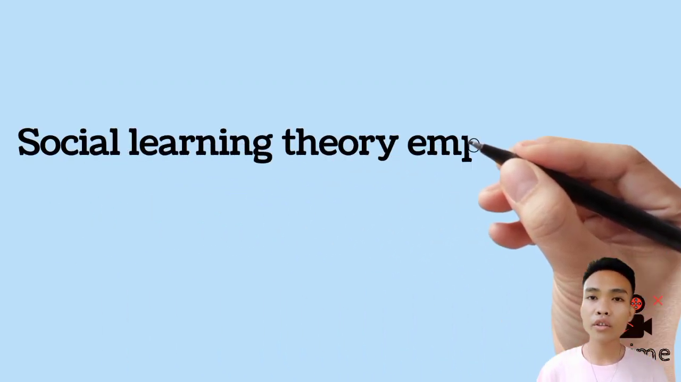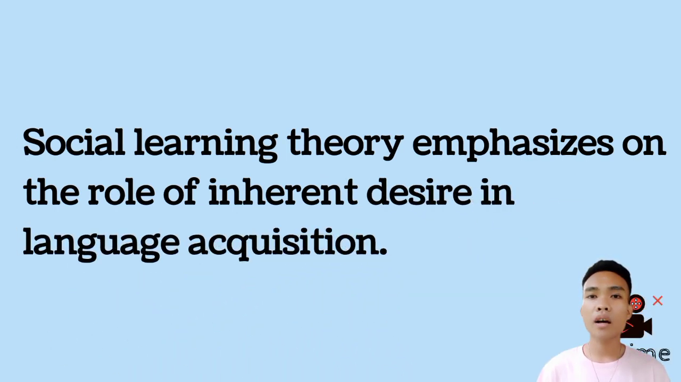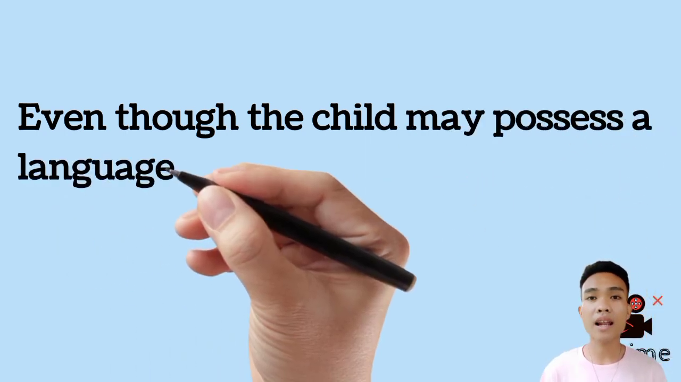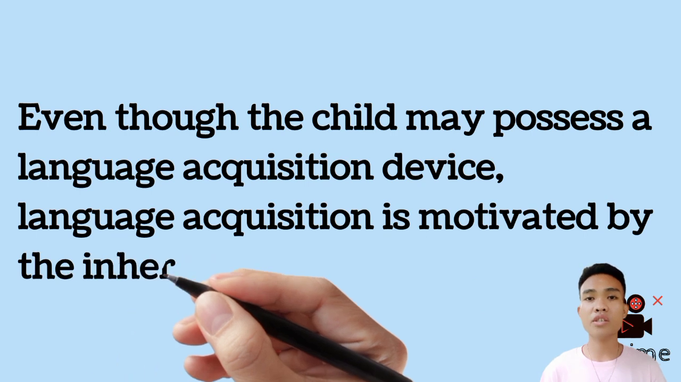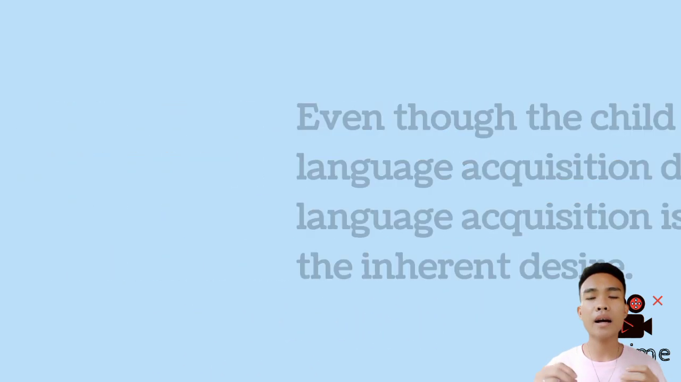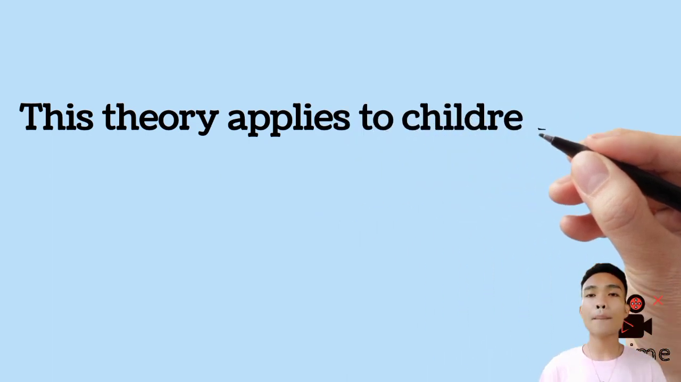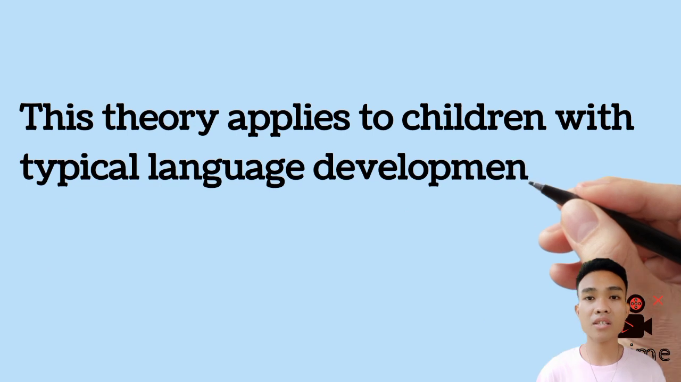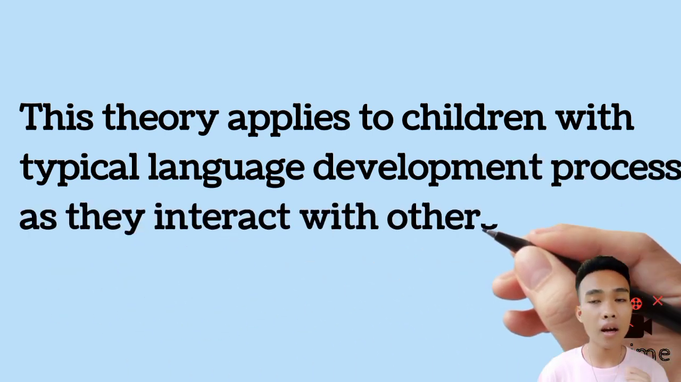Social learning theory emphasizes the role of inherent desire in language acquisition. Even though the child may possess a language acquisition device, language acquisition is motivated by the inherent desire. So, this theory applies to children with a typical language development process, as they interact with others in learning the language.